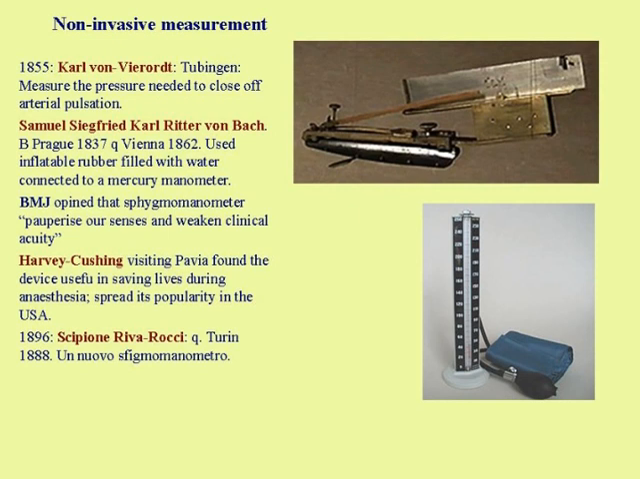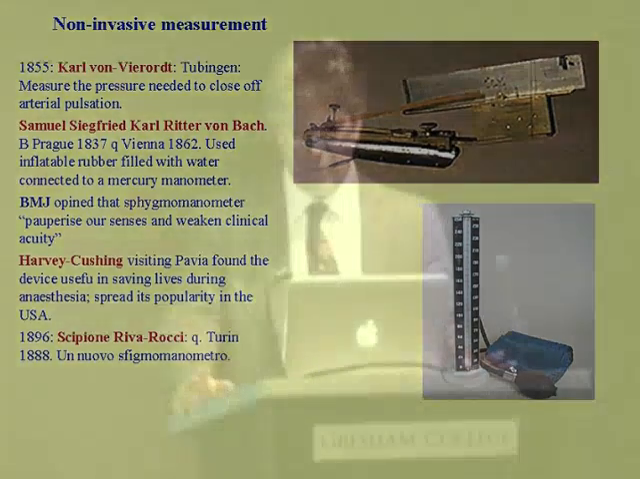And then somebody thought it'd be a good idea not to use water and use air, and this was a good idea. Harvey Cushing, the famous American neurosurgeon, was visiting Pavia, and he found this device being used by anaesthetists, and it was saving lives, because anaesthesiology is very dangerous, and these anaesthetists kill people on a regular basis. And if you can find out that they're losing blood or their blood pressure is falling, you can do something about it, and you can save their lives. So he brought this back to the United States.